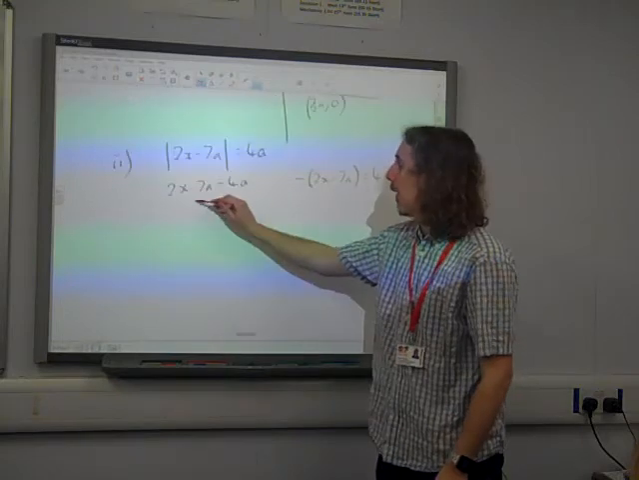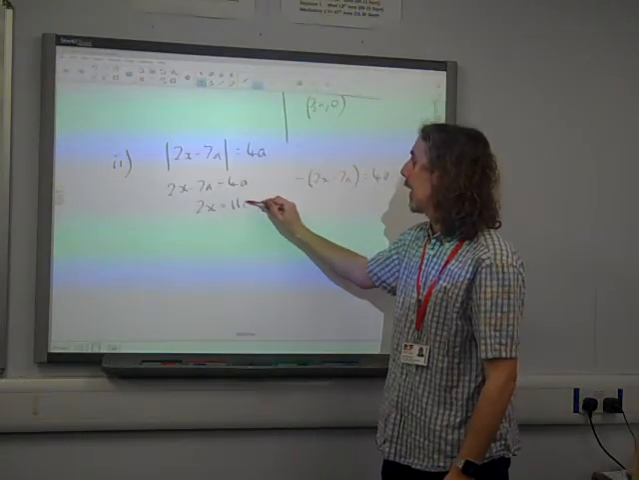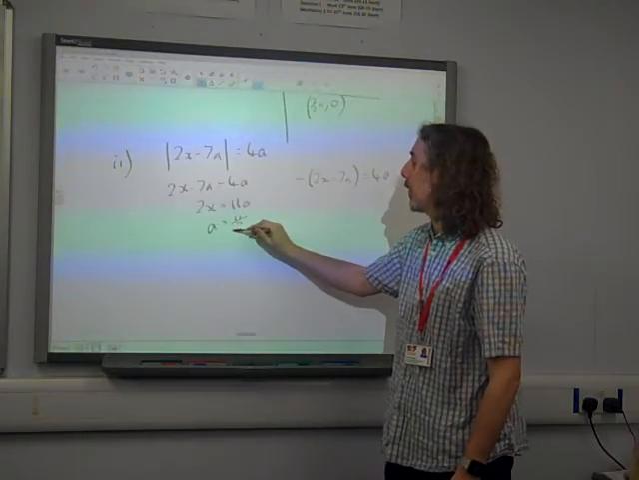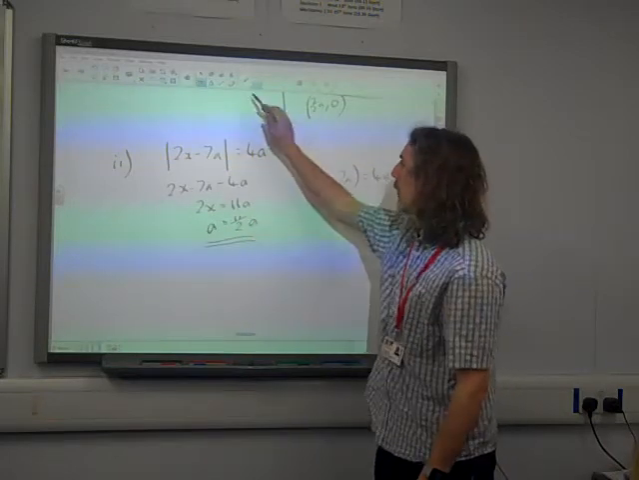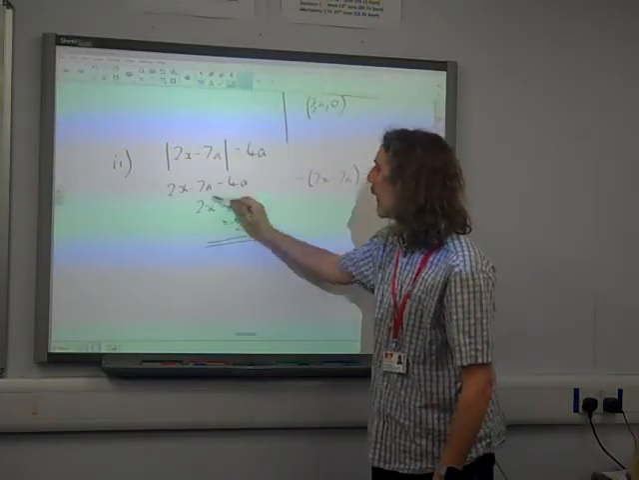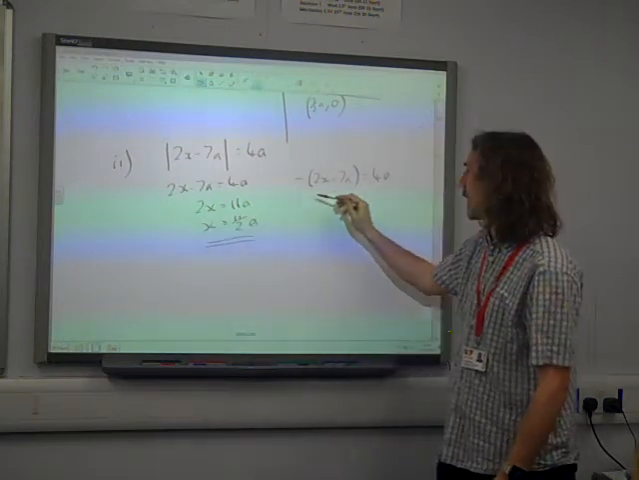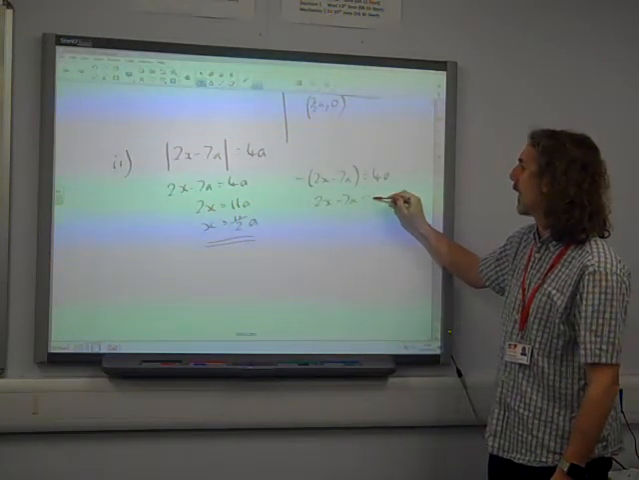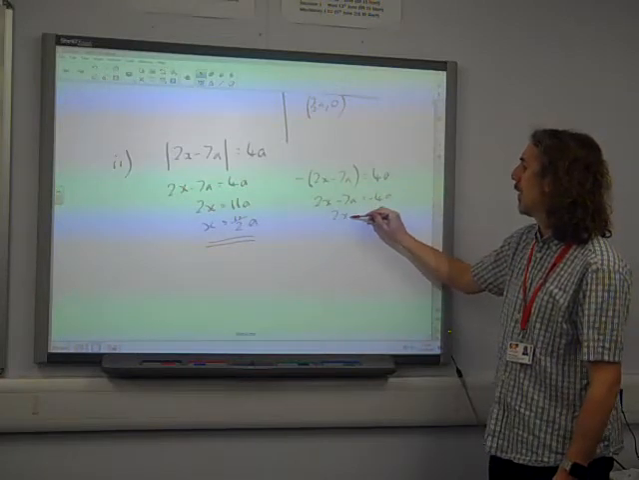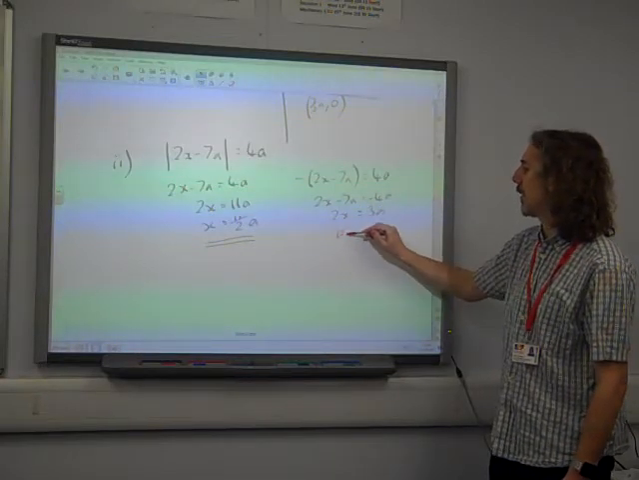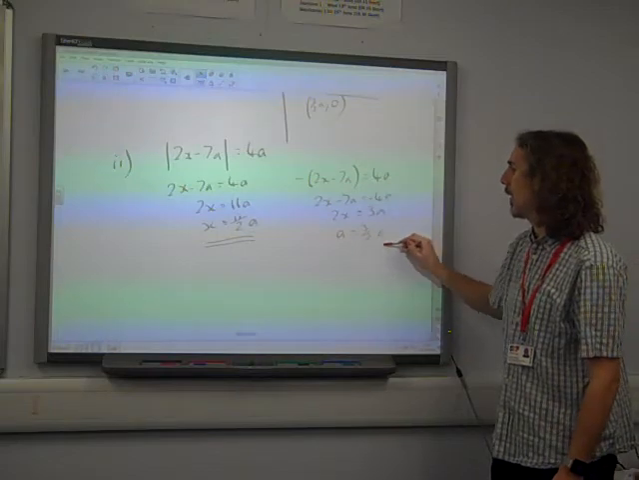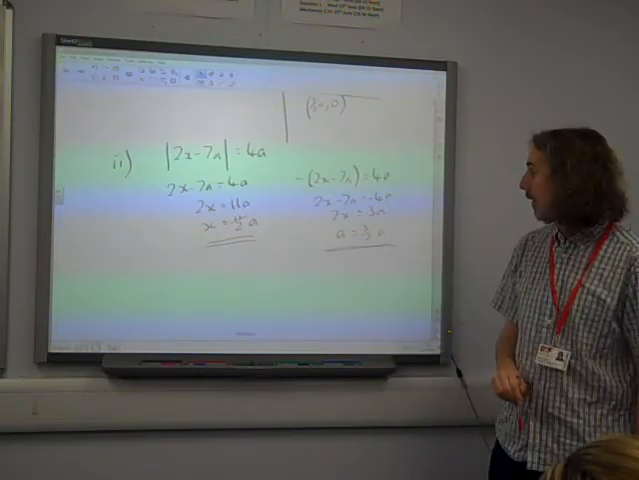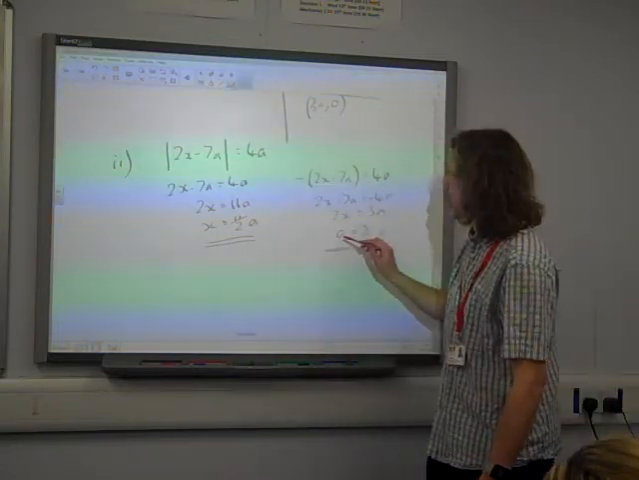This one would give us 2x is 11a, so x is 11 over 2 a. I've just changed that, that's supposed to be an x. And this one would give us 2x minus 7a is negative 4a, so 2x is plus 3a, so x is 3 over 2 a, and there we are. There would be the 2 values.